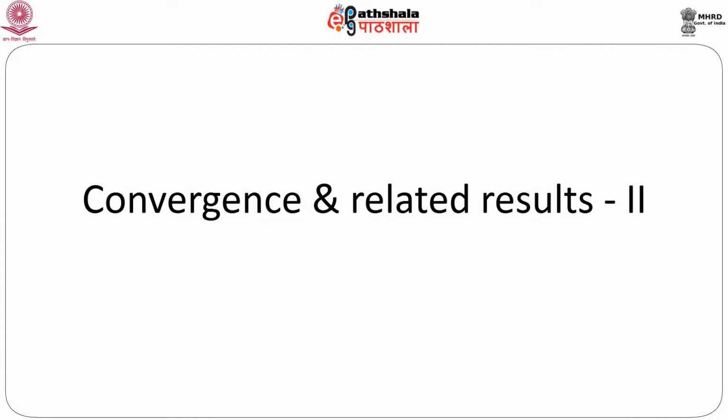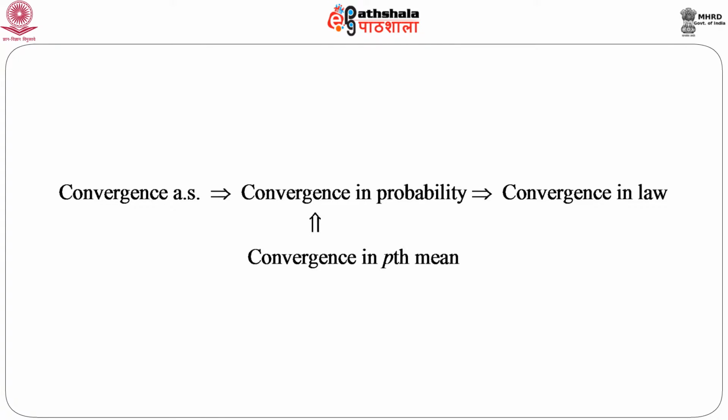We have seen the interrelationship between different types of convergence, as for example, convergence almost surely implies convergence in probability, which implies convergence in law. On the other hand, convergence in pth mean implies convergence in probability. So, the question is whether there are any other types of implication, where convergence of one type will imply convergence of other types, which is not always true actually. So, we will now discuss a few counter examples to show that the reverse thing might not always happen.